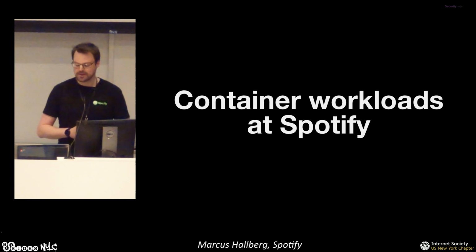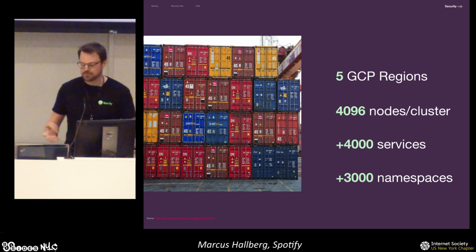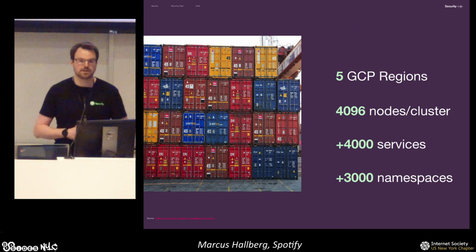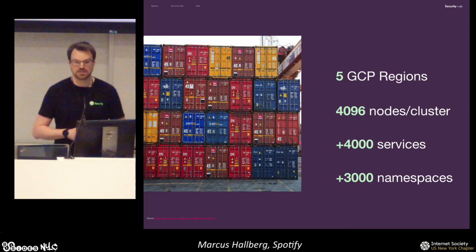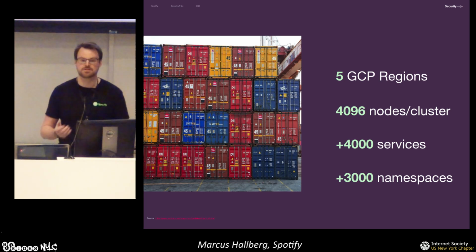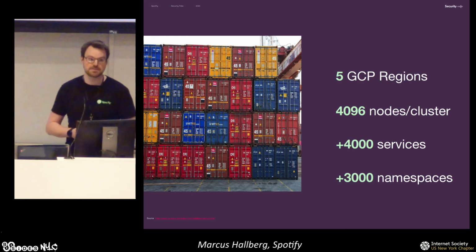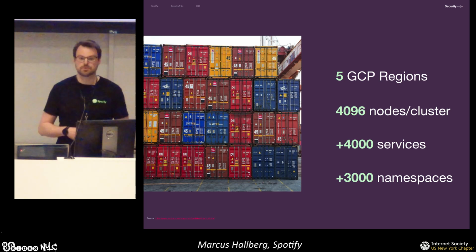So let's talk about how we manage container workloads at Spotify. We are a big company, and we are very much involved in running our infrastructure in GCP. We operate in more than 5 GCP regions across the globe. We run up to 4,096 nodes per cluster, and we have hundreds of production clusters running simultaneously every day. We have more than 4,000 services that are live in production, spanning more than 3,000 namespaces. And providing that all together is what builds our services to our customers.